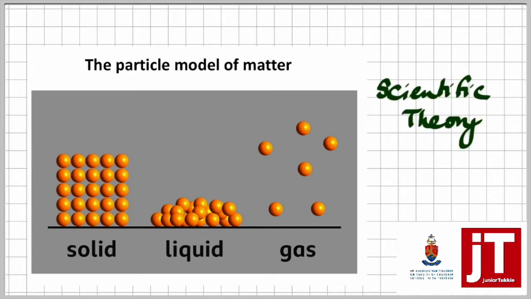Today in our video we'll be looking at the particle model of matter. Now, a particle model is in fact a scientific theory which explains the behavior of matter based on particles. So what are particles? From our previous videos we know that particles are either atoms or molecules, where a molecule is more than one atom chemically joined to other atoms.